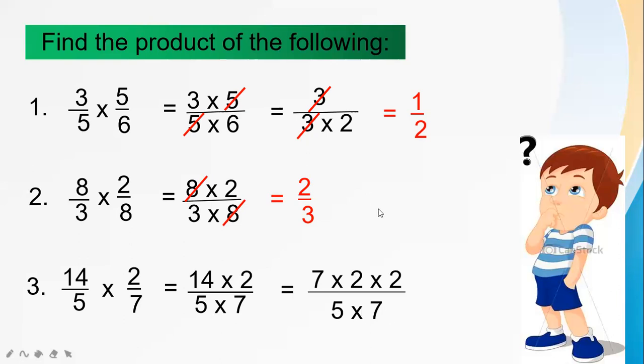And then after that, you cancel the common factor, and the common factor is 7, so cancel it out. And then the remaining factors of the numerator are 2 times 2, then multiply, so we have 4, and then copy the remaining factor of the denominator, and therefore we have 4 over 5.